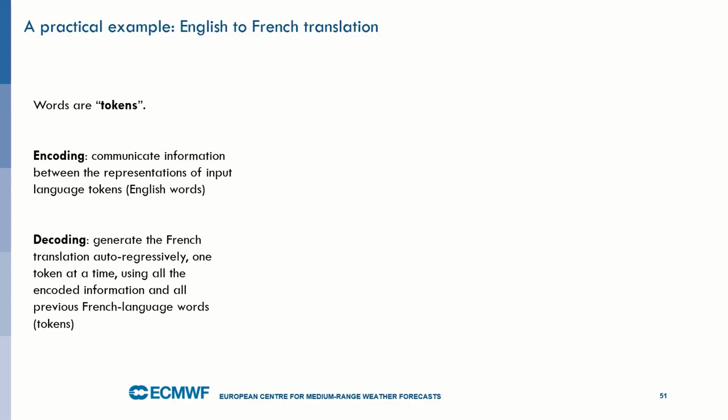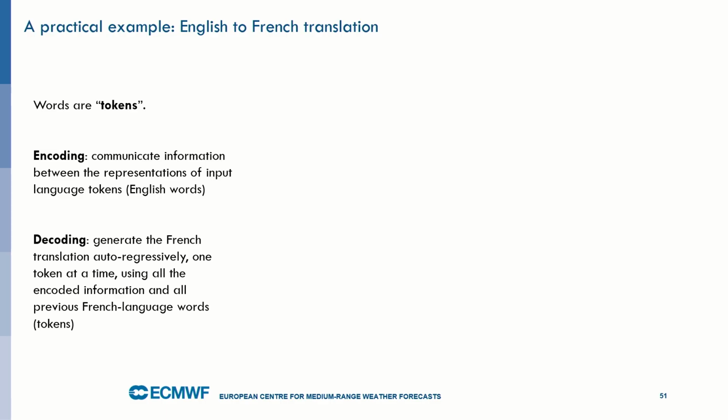So you have two steps. The first step is the encoding step, which communicates information between representations of input language tokens. So you have a bunch of English words that you want to translate to French. You encode the information first in the English sentence, and then you decode autoregressively by generating the French equivalent of your English sentence one token at a time, or one word at a time in this case.